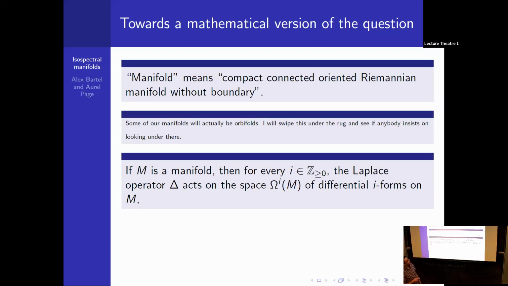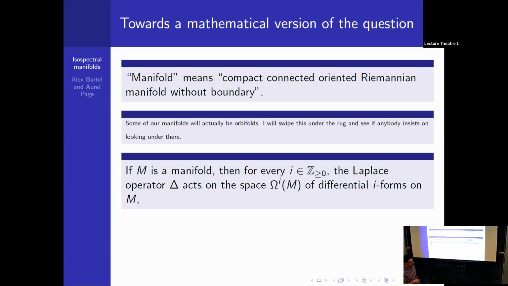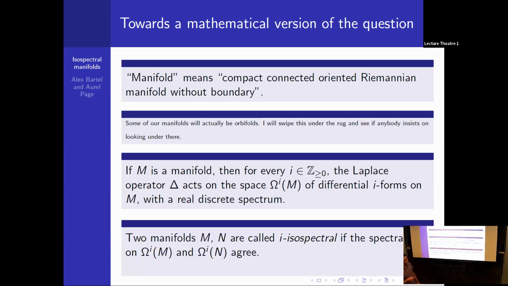Okay, so let's turn Kac's question into a mathematical question. If you have a manifold with the adjectives above, then in every degree i, you have a second degree differential operator, the Laplace operator, acting on the space of differential i-forms. So i equals 0 corresponds to functions. And it has a discrete real spectrum. So we say that two manifolds are isospectral in degree i if the two spectra just agree as multisets. Literally, the numbers are the same.